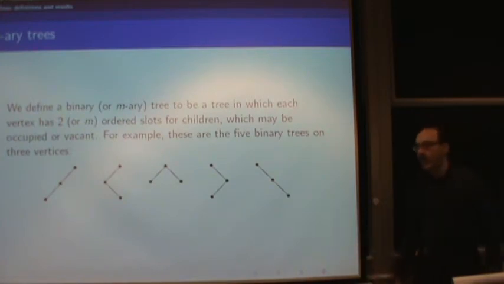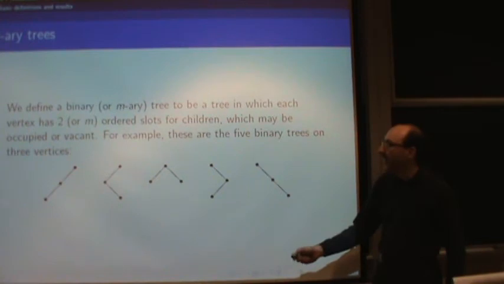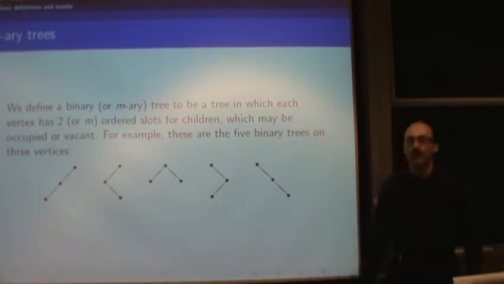So in order to state the formula, let me clarify a definition. We define a binary or m-ary tree to be a tree in which every vertex has 2 or m ordered slots for children, and the slots may be occupied or vacant. So here are the 5 binary trees on 3 vertices. 4 of these look like they're isomorphic, but going left, left, and left, right, and right, left, and right, right, I will consider those 4 trees to be distinct for these purposes.